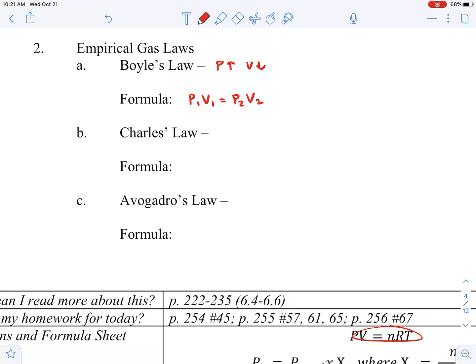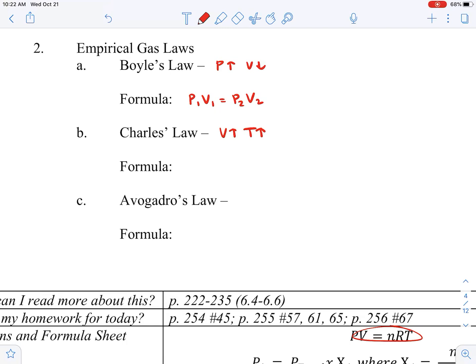Then we have Charles's law. Charles's law is our relationship between volume and temperature. So as volume goes up, temperature goes up, and that could be vice versa. We could be saying as the temperature goes up, the volume goes up. Think of expanding a balloon or even a basketball in the summer versus winter, right? In the winter, it looks flat because it's losing that volume, and in the summer, it looks bigger because of that.